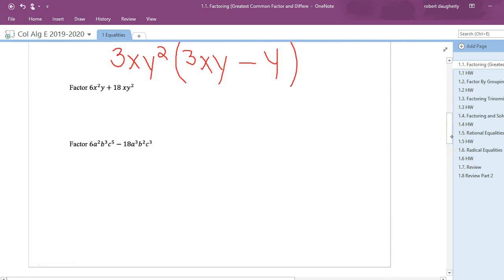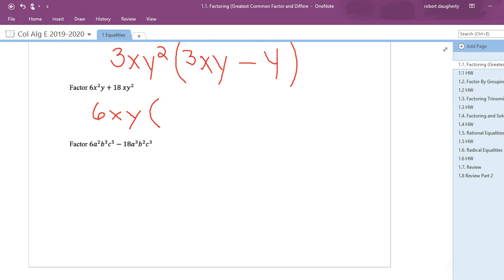Okay, the next one. Looking at the numbers, what do the numbers have in common? Right, I want the greatest common factor. 3 is a factor, but 6 is the greatest. This is 6 times 1, that's 6 times 3. So it's going to be 6, and then x what? How many x's do they have in common? 1x. How many y's? 1y, okay? Because it's x squared and x, so they have 1x in common. Y and y squared, they have 1y in common.